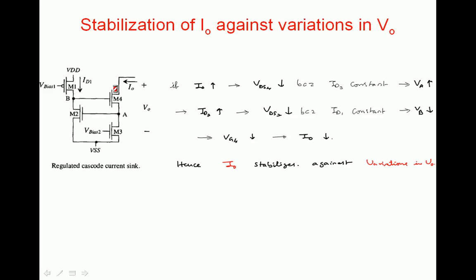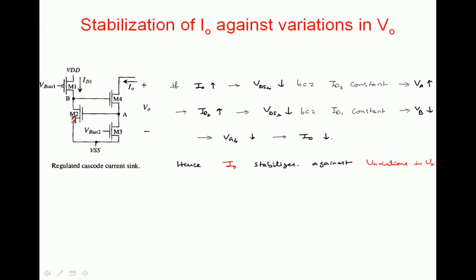VDS4 decreasing means the reduction in voltage appears as an increase at point A, since the total voltage is V naught. So more voltage drops across the drain to source of M3, that is VA. So as I naught increases, VDS4 decreases because ID3 is constant, and VA increases. VA is the gate voltage of M2, so it makes ID2, the current flowing through M2, increase. But ID2 comes from M1, whose current ID1 is constant, so ID2 cannot increase.